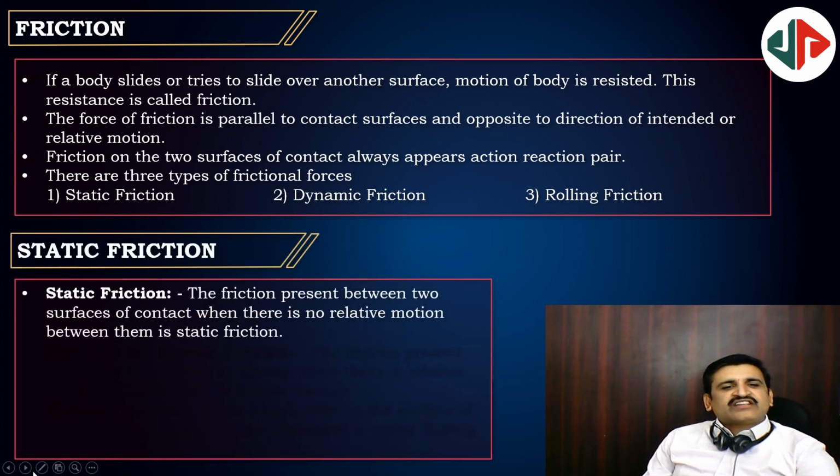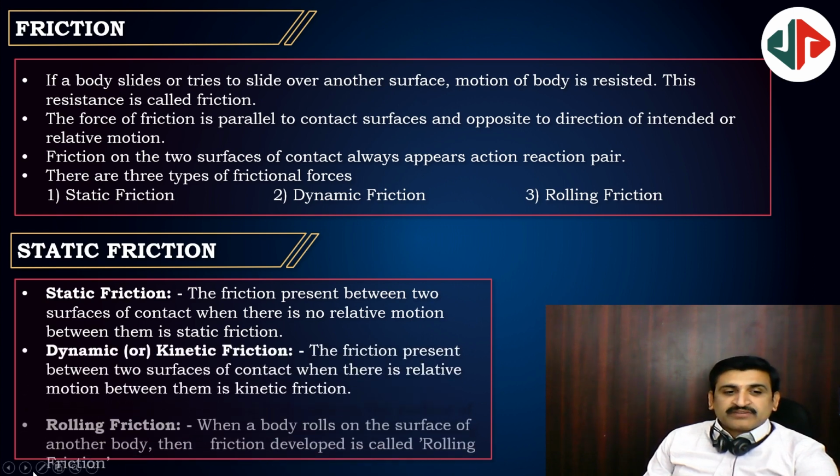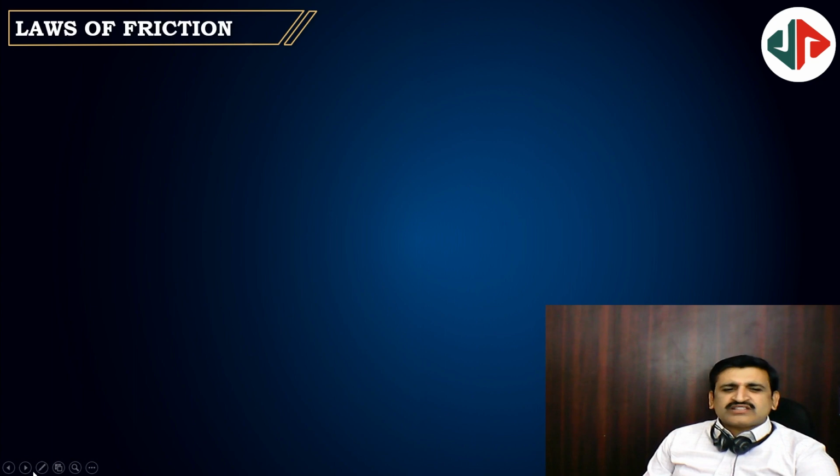Static friction is the friction present between two surfaces in contact when there is no relative motion between them. When there is relative motion, that is dynamic or kinetic friction. Then there is rolling friction, whenever bodies are rolling.